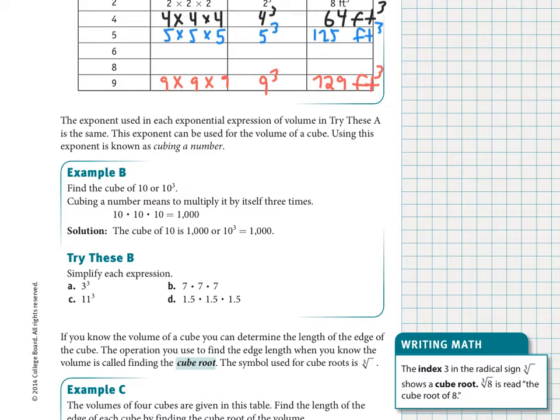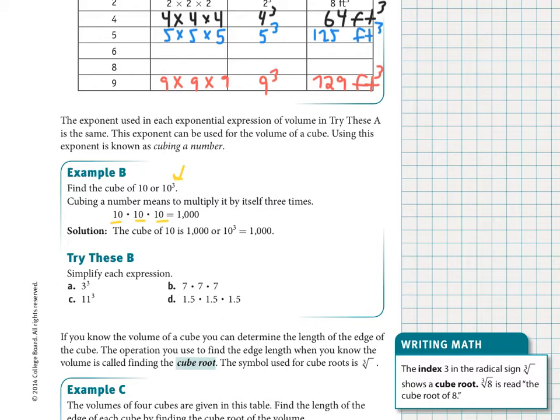Okay, so let's find example B. Find the cube of 10. Okay, which is saying 10 to the third power. So 10 to the third power again just means 10 times 10 times 10, right? The exponent tells you how many times you're going to multiply the number, and that is 1,000. Okay, there's a few examples there.